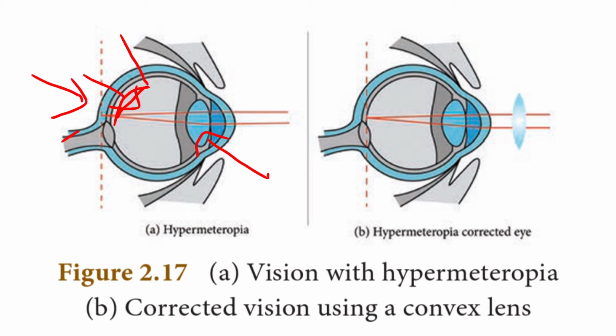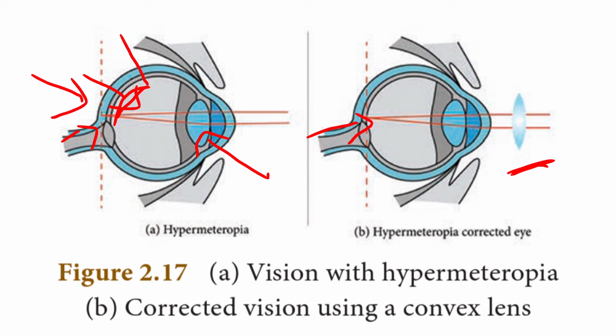You can see the dotted lines here. The retina is responsible for our vision, but the image forms at the back side of the retina, after the retinal layer. So due to this, the person cannot see near objects clearly, but distant objects can be seen clearly. And how is it rectified? By placing a convex lens before the eye lens. Now you can see the image is forming on the retina.